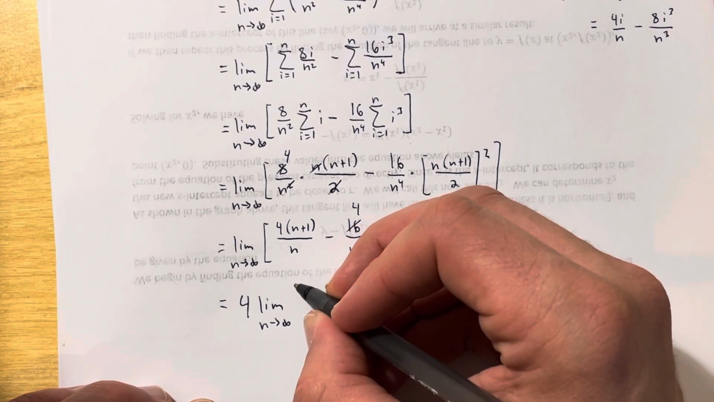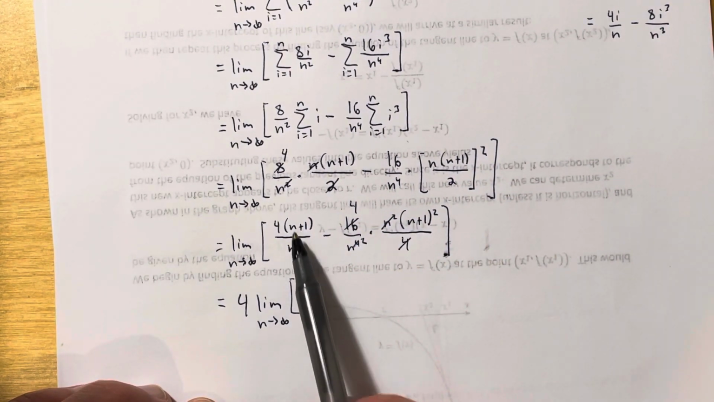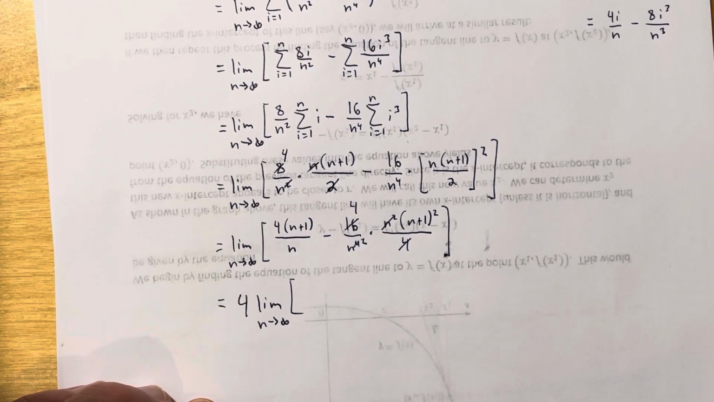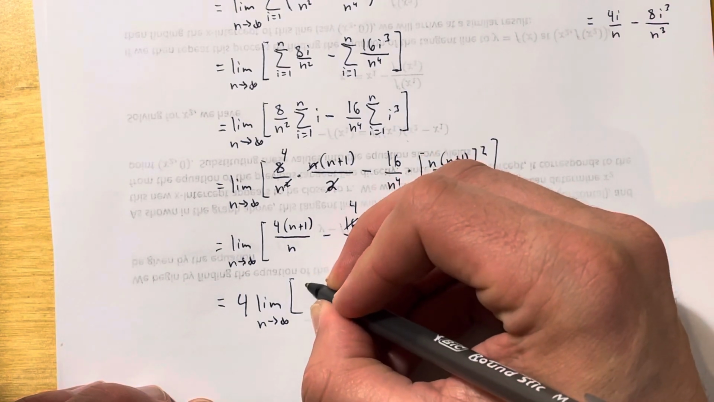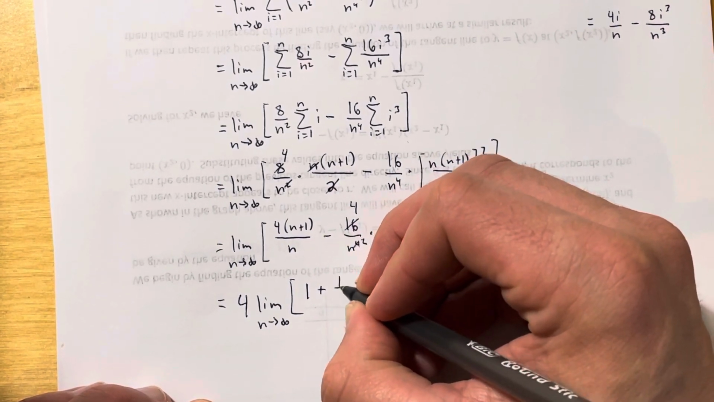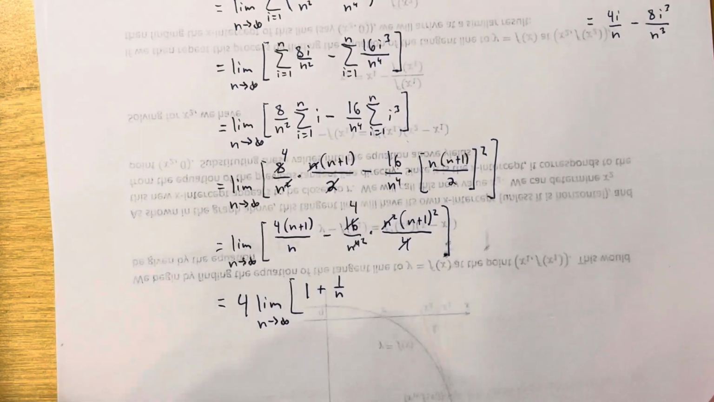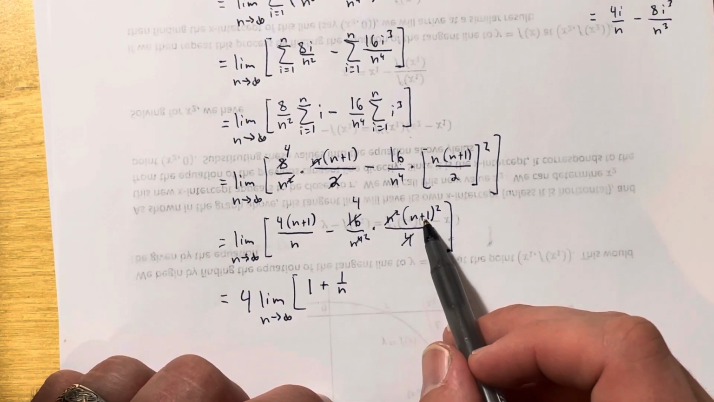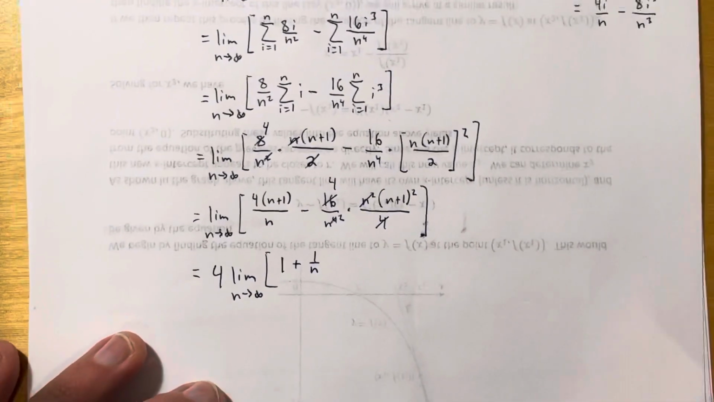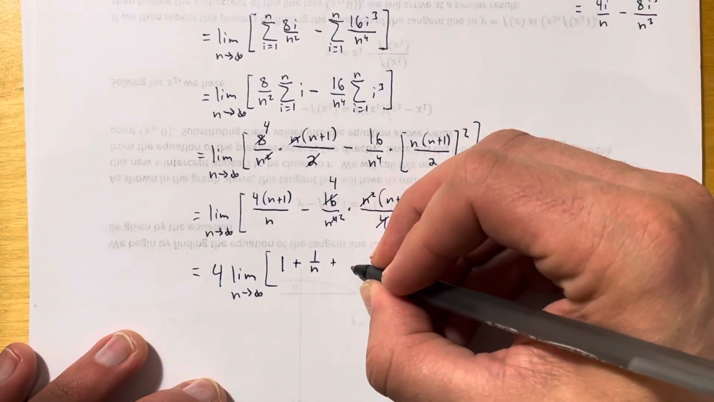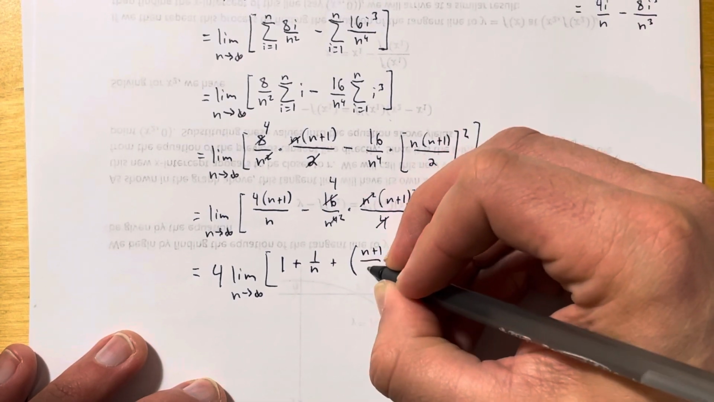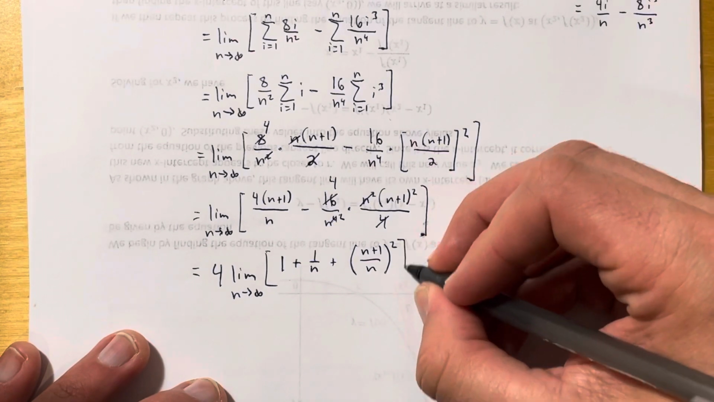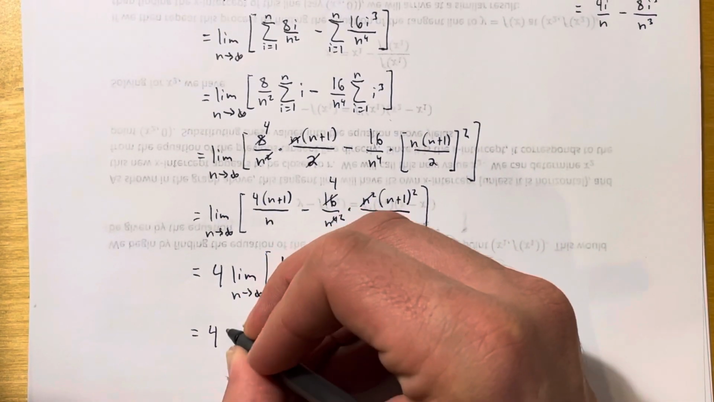What does that leave me with? n plus 1 over n, which can be split into two fractions, n over n plus 1 over n. And the n over n simplifies to just 1. So I have 1 plus 1 over n. What about this? What am I left with? Well, I eliminated that 4, and now what I have is n plus 1 squared over n squared, which can also be written this way. That's the same thing, okay? My reasoning for doing that is because now I can do this.